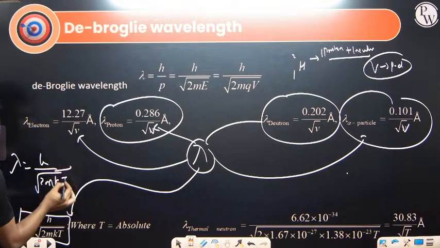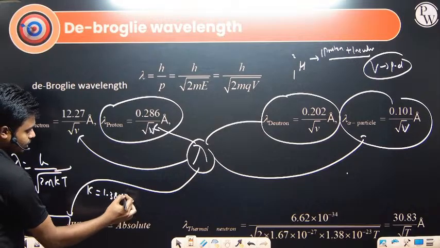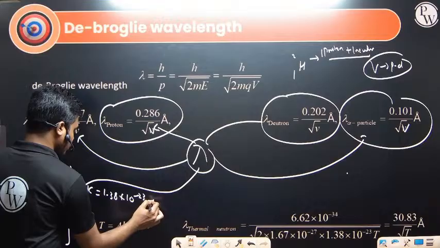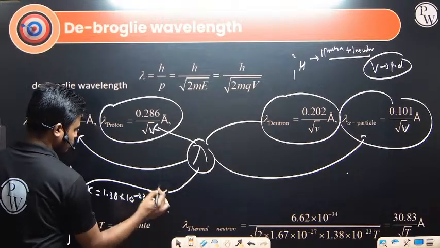What is the value? The k value is given by, T is the temperature. K value is 1.38 into 10 to the power minus 23. This is the Boltzmann's constant, in Joule per Kelvin. This is the Boltzmann's constant we have.